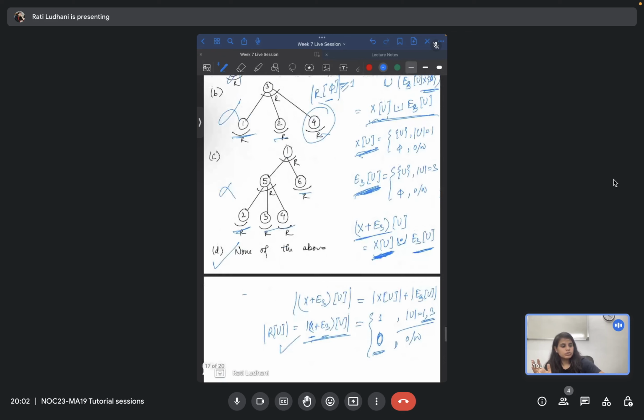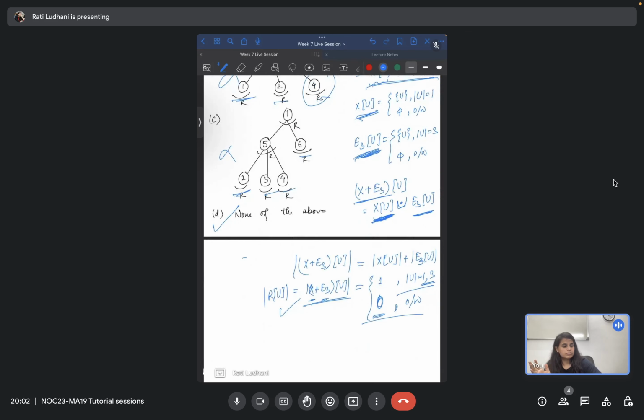But what happened in this situation? You know that there is no structure on 5. There is no structure on the empty set. So you cannot, because you know that if the cardinality of U is 0, it is 0. There is no structure on it.